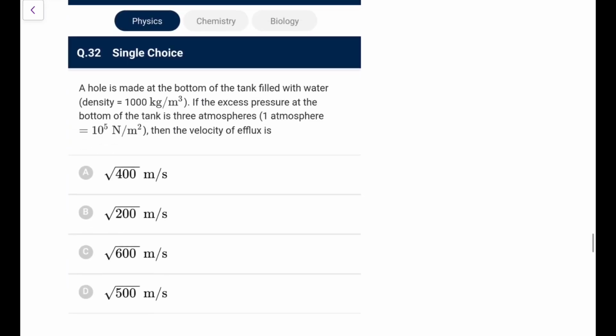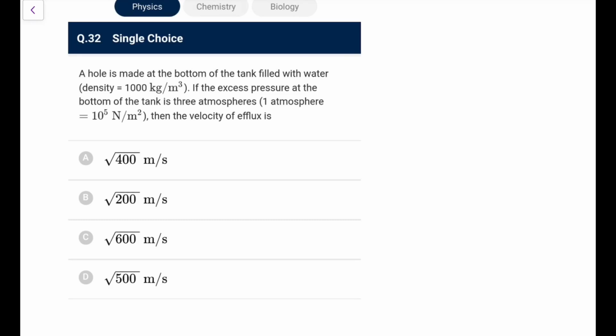That's an easy one. Next, a hole is made at the bottom of a tank filled with water. If the excess pressure at the bottom of the tank is 3 atmosphere, then the velocity of efflux is? So you can directly say, if the excess pressure at the bottom, so you can directly make it out.